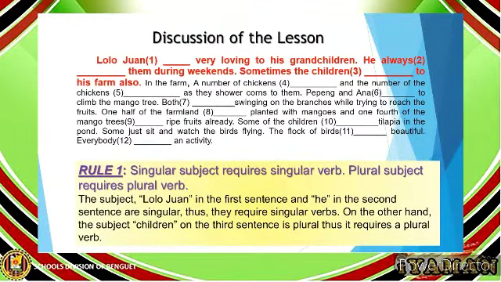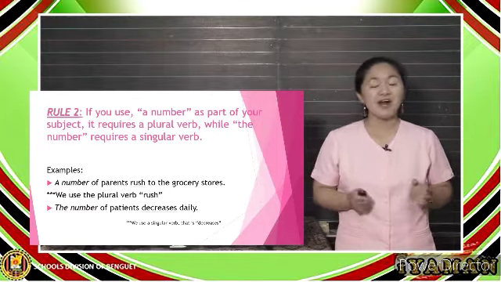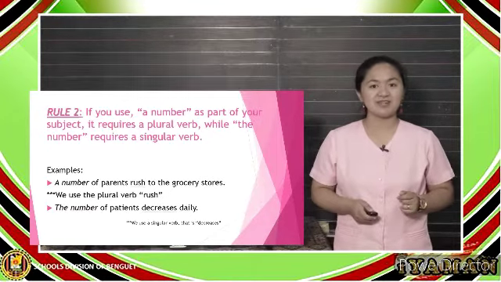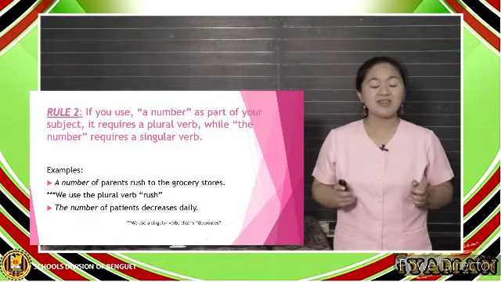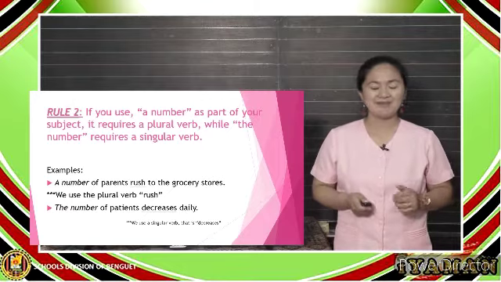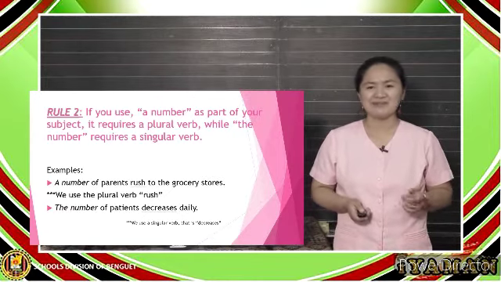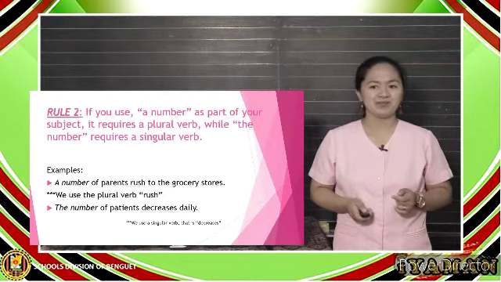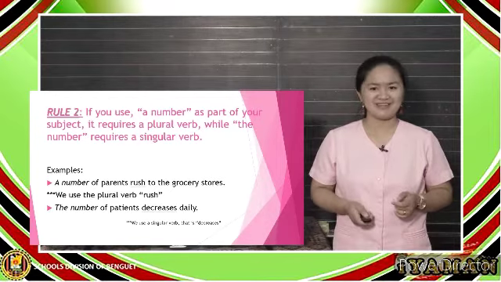In the succeeding sentences, what do you think is the difference between the phrases a number and the number? When are we going to use these? If you use a number as part of your subject, it requires a plural verb, while the number requires a singular verb. If you did not get it right, don't feel bad. At least for now, you have learned the difference.